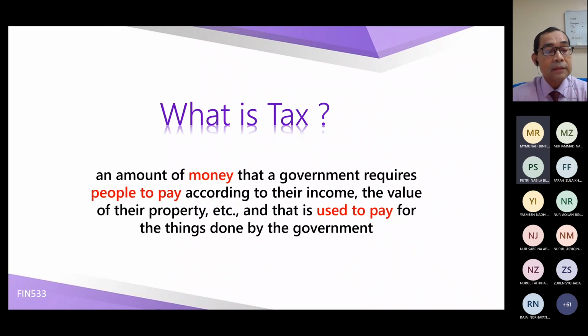Many things lah. Such as, we pay taxes so that the government can build roads or build schools and can pay my salary perhaps. Okay, so that is tax.